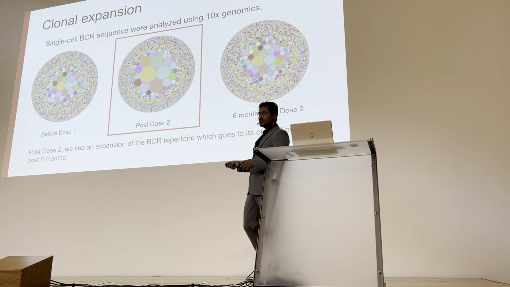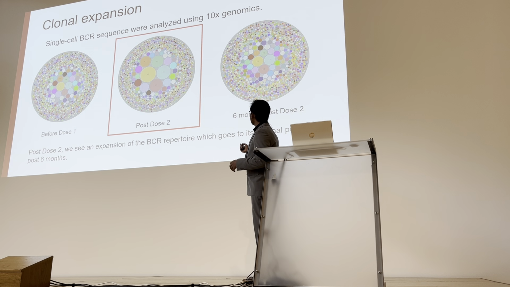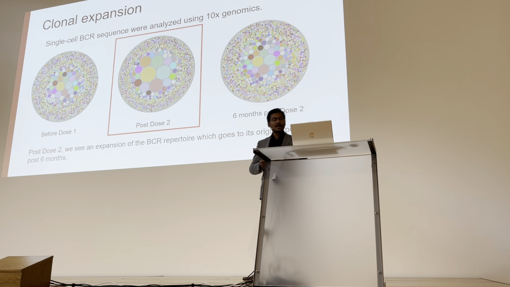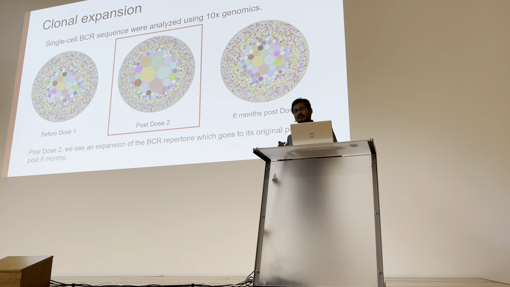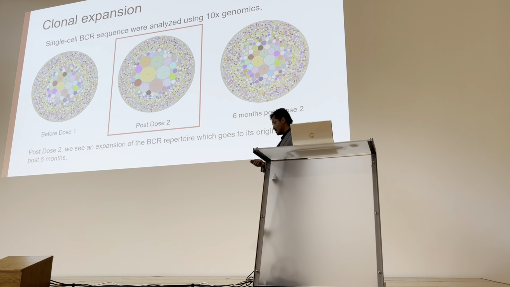When you look at post-dose 2, there has been a clonal expansion of some of the clones. And then again at 6 months after that, it goes back to its original state. As we expect, after vaccination our immune repertoire expands and generates a lot of antibodies, and that's what we see here. So we looked specifically at these clones and tried to see what exactly they are.